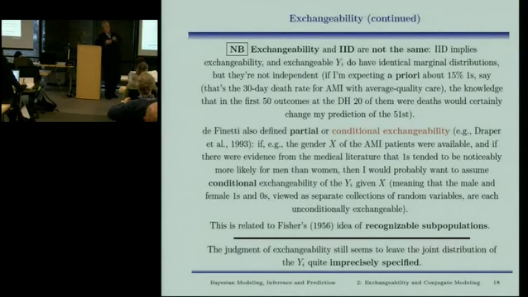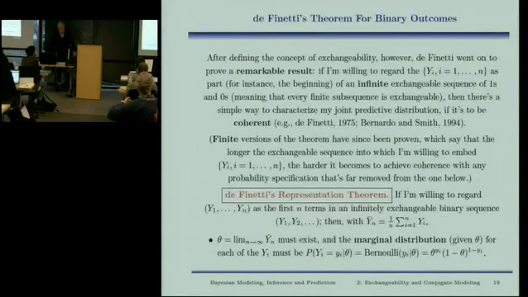So De Finetti starts and says, you should think about a 400-dimensional probability distribution, predictive distribution. We say, I can't think about that. It's too hard. It's too big. De Finetti says, but notice that your uncertainty is exchangeable in this problem. We say, so what? Does that really change things much? And De Finetti says, oh, yes, I've proved a theorem, and it shows that it changes everything. The judgment of exchangeability still seems to leave the joint distribution of the y's quite imprecisely specified, but De Finetti proved this incredible theorem. He says the following.